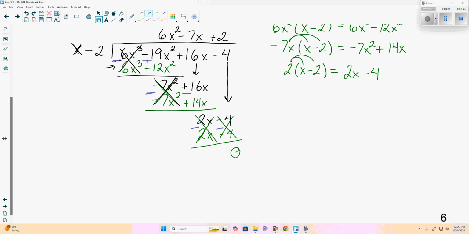And what this is also telling us is that our starting polynomial, our 6x cubed minus 19x squared plus 16x minus 4, is the same as x minus 2 times our 6x squared minus 7x plus 2. These are the same exact expressions. And this is nice because trying and looking at 6x cubed minus 19x squared plus 16x minus 4 might not have been as easy to factor. Knowing that one of the factors was x minus 2 is going to help us be able to factor the rest of it.